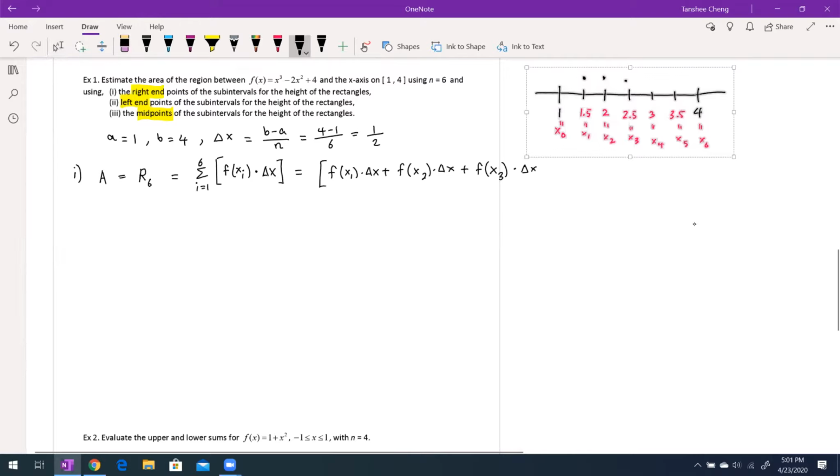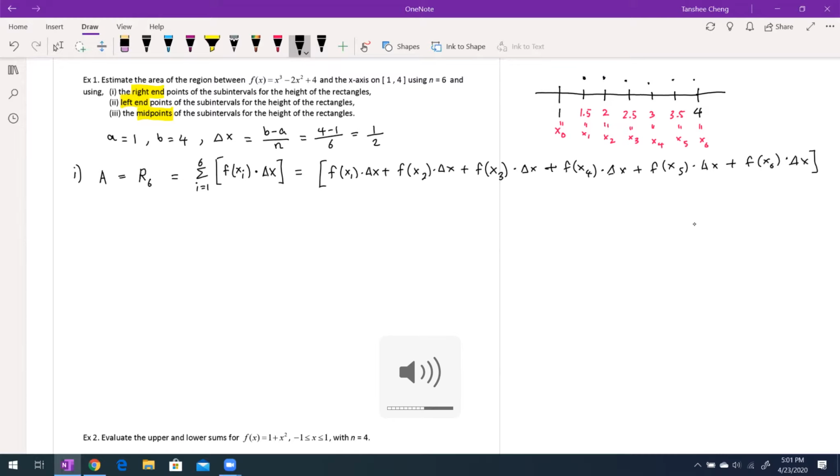And then continuing this all the way up to f of x sub 4 times delta x, plus f of x sub 5 times delta x, and plus f of x sub 6 times delta x. So we are adding the area of each rectangle: 1, 2, 3, 4, 5, 6. Okay with that? Any questions?